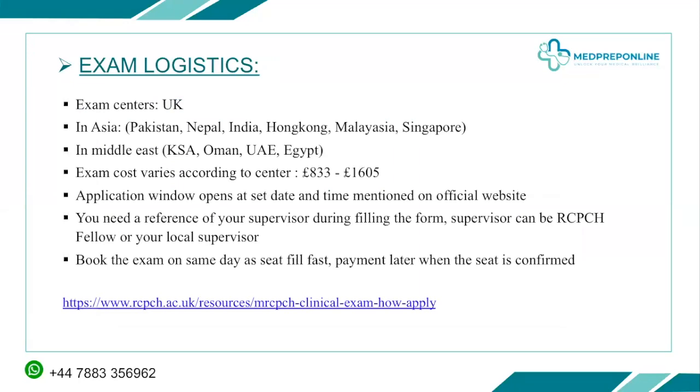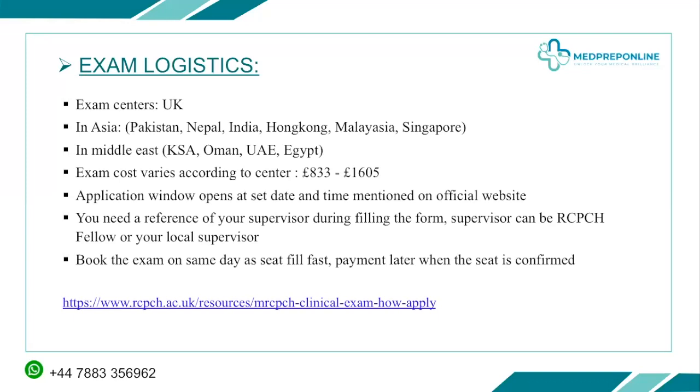About the exam logistics, the exam center is in the UK. In the UK, there are multiple centers and the exam is conducted all over the UK. However, in Asia, there are certain countries like Pakistan, Nepal, India, Hong Kong, Malaysia, and Singapore. In the Middle East, it is the Kingdom of Saudi Arabia, Oman, UAE, and Egypt. Exam cost varies from somewhere between £833 to £1605, depending on the country. You can check more details on the website because this exam fee is updated every year.